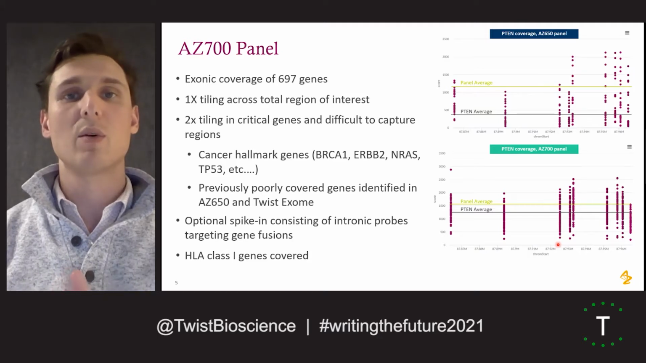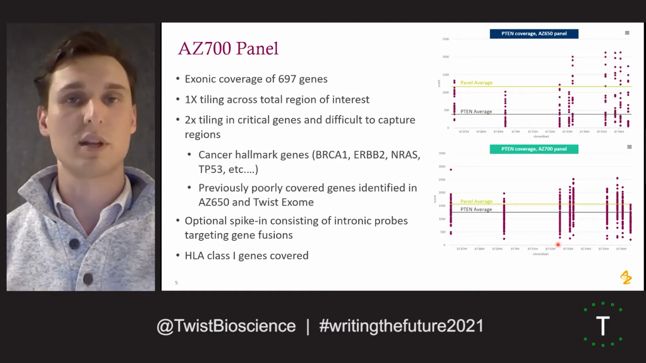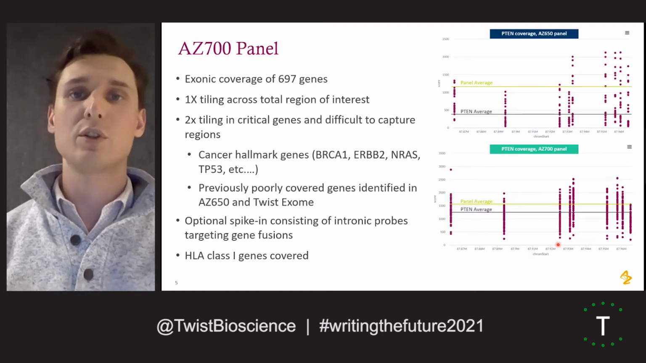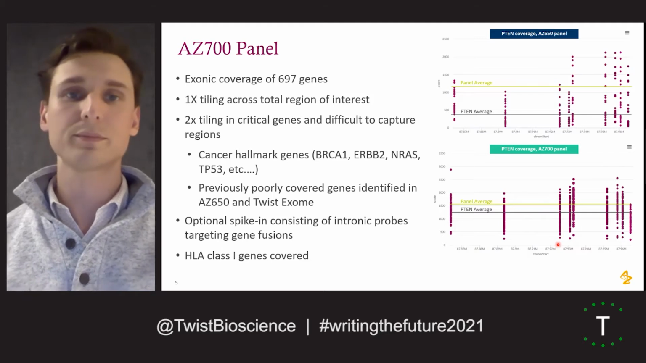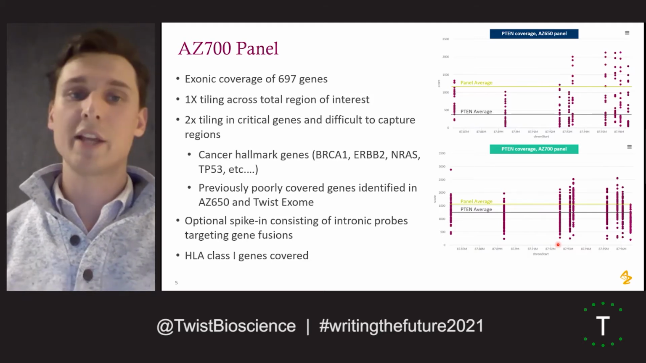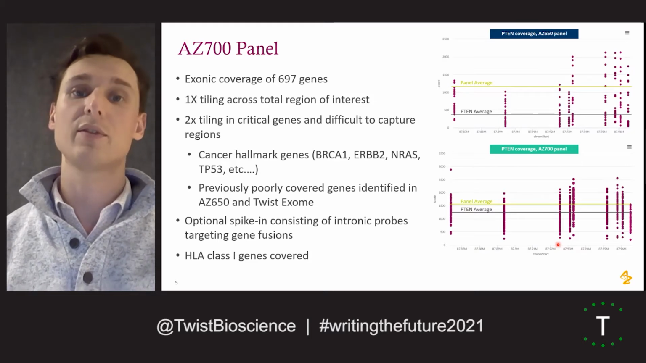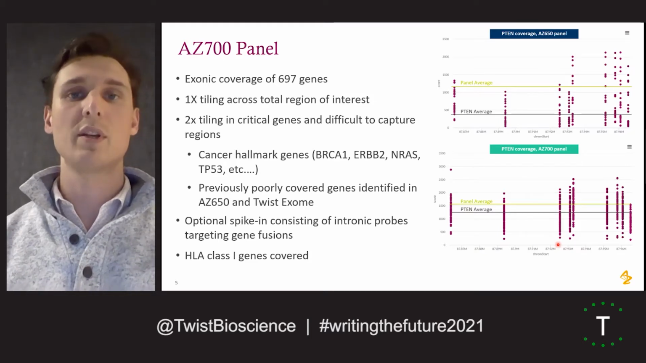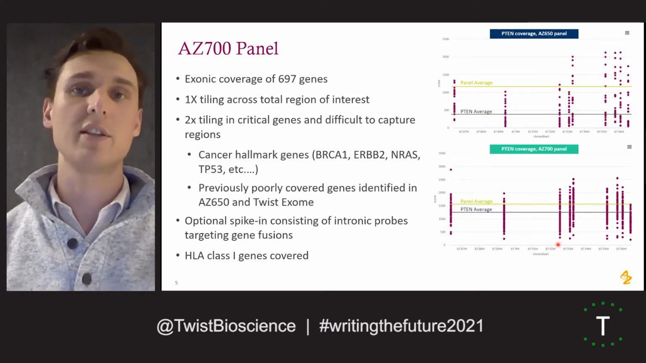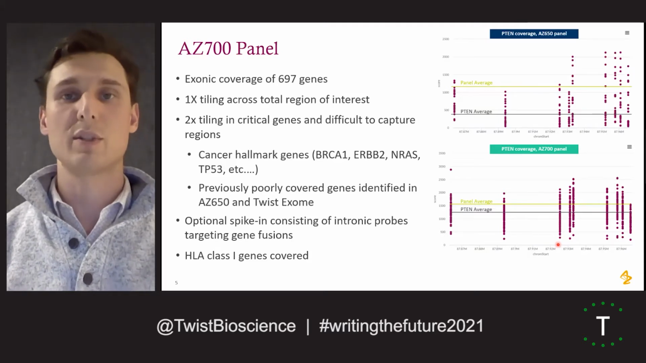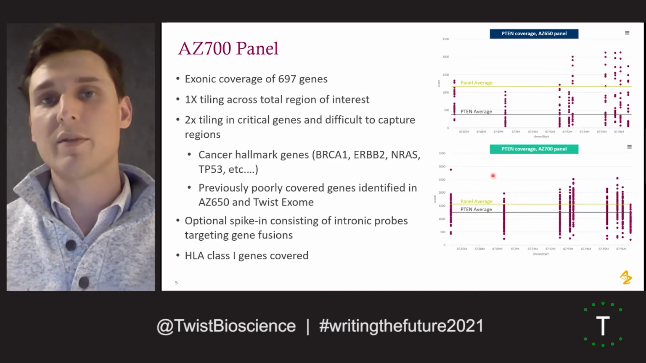It has 1x tiling across all the total regions of interest, which is just exonic coverage. And then we have 2x denser tiling in critical genes and difficult to capture regions. So the critical genes are the cancer hallmark genes where we need to ensure that we have high coverage. And those difficult to capture regions are areas that we discovered had poor coverage from previous AZ650 sequencing and also sequencing with the Twist core exome.